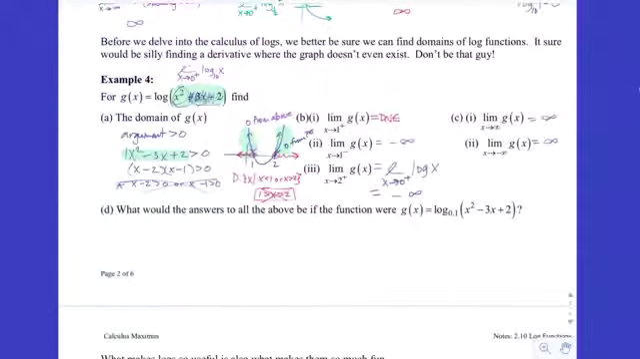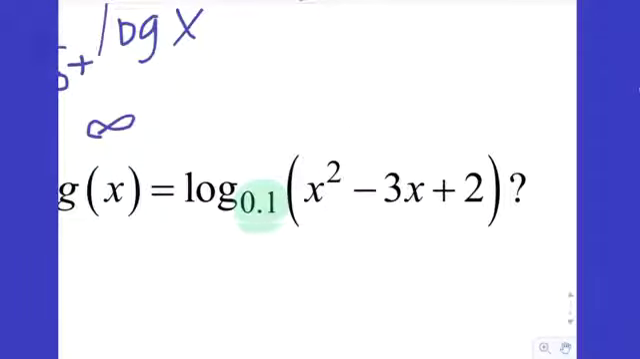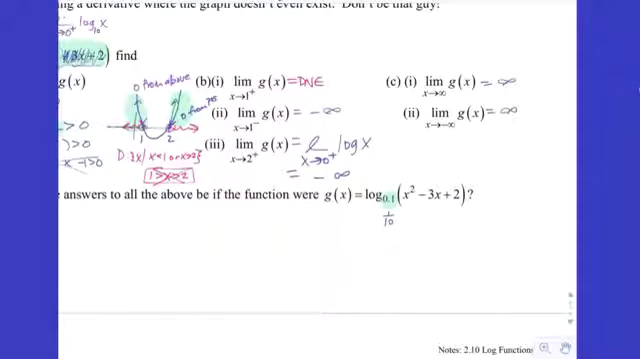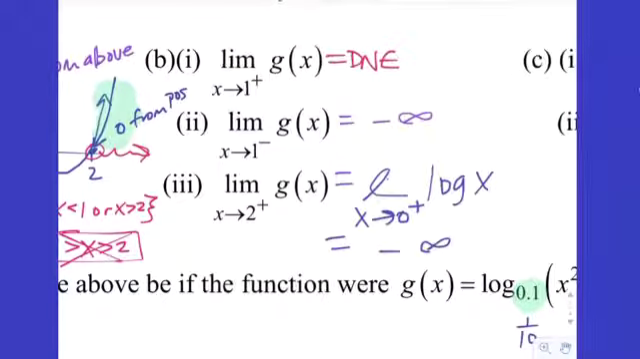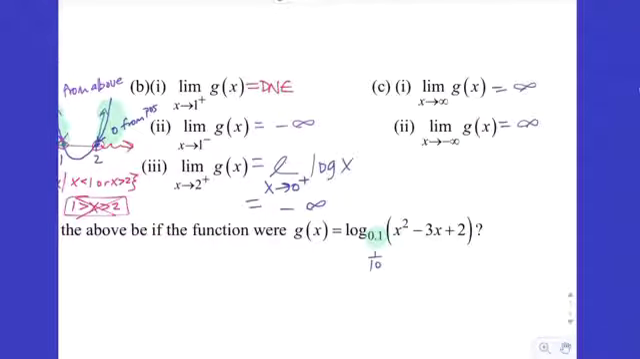What would the answers to all the above be if we were looking at, there's that question I just kind of alluded to, what if the base were 1/10 instead of 10? Yeah, you'd flip all the signs, essentially. These would both be negative infinity. Would these flip too at the vertical asymptote? They would. So all the infinity signs would be opposite signs. All of the infinities on B2, B3, and C1, C2.